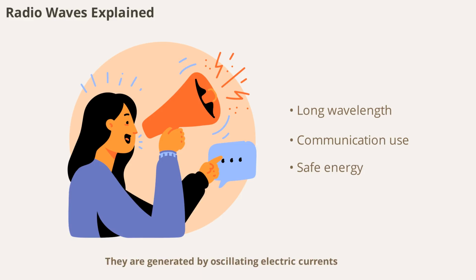Radio waves are the longest wavelength EM waves, used extensively in communication systems. They are generated by oscillating electric currents in antennas and can travel long distances, making them ideal for radio, television, and mobile communication. Radio waves can penetrate through buildings and the atmosphere, allowing for reliable transmission of information. Their low energy makes them safe for everyday use.